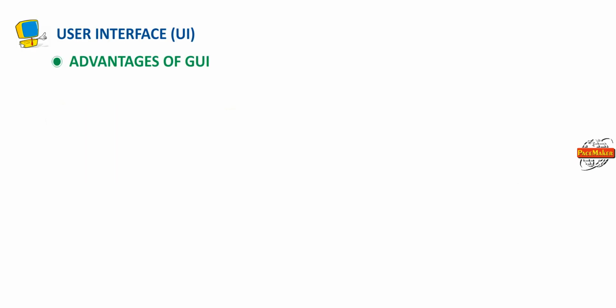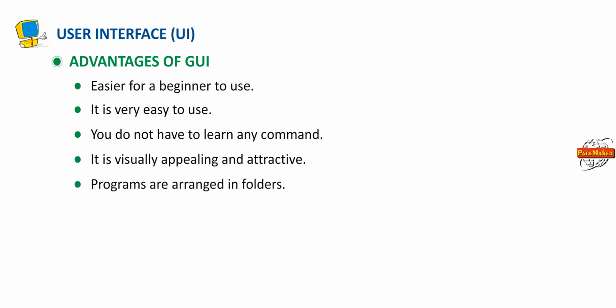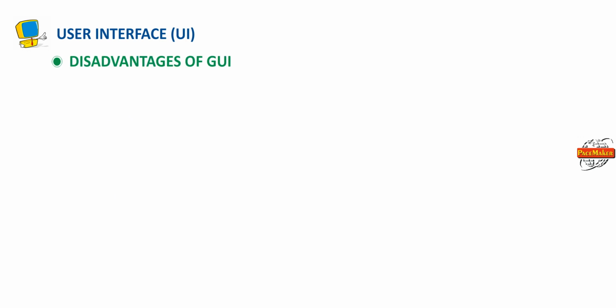Advantages of GUI. Easier for a beginner to use. It is very easy to use. You don't have to learn any command. It is visually appealing and attractive. Programs are arranged in folders. It allows the user to work with graphical elements such as desktop icons. Less chance of input errors.